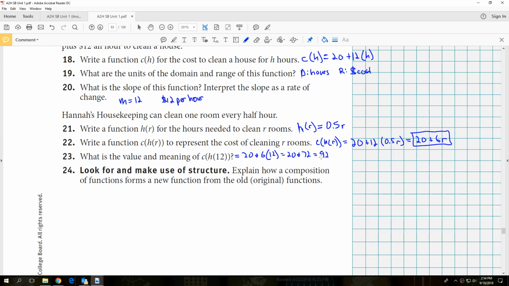All right, and so what does that mean? 92. Well, that's the cost of cleaning 12 rooms. That's what we're plugging in, right? We plugged in 12. In this case, this would be r. So this r right here is number of rooms. So we'll say cost for cleaning 12 rooms.